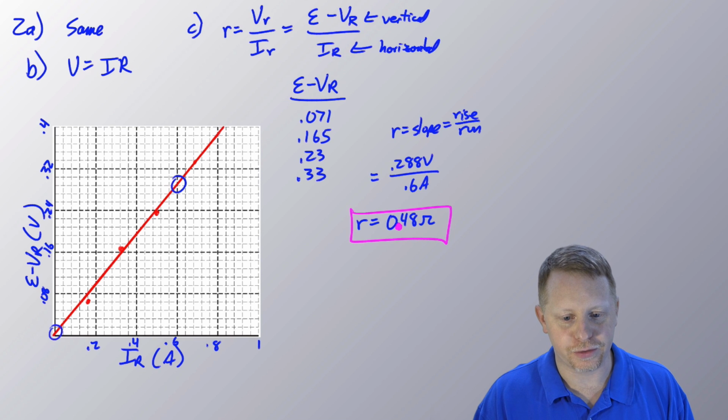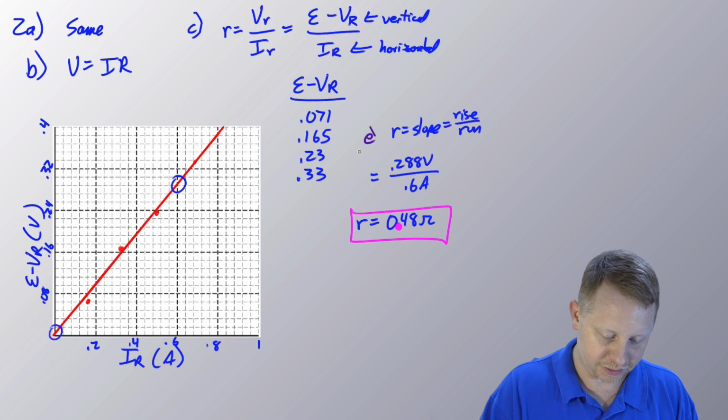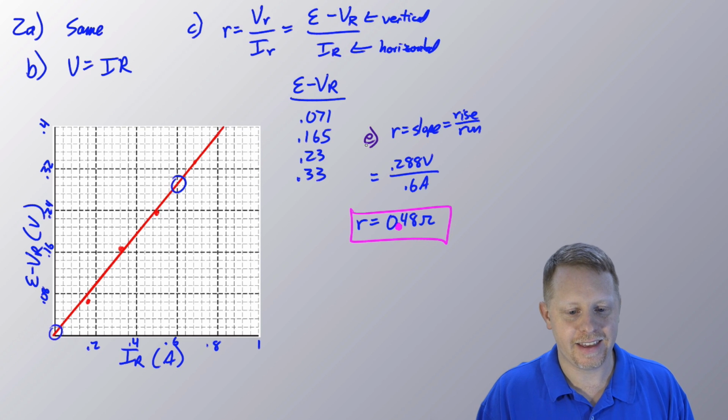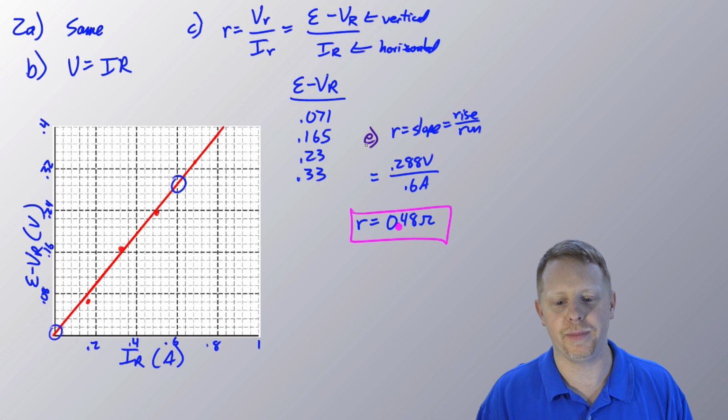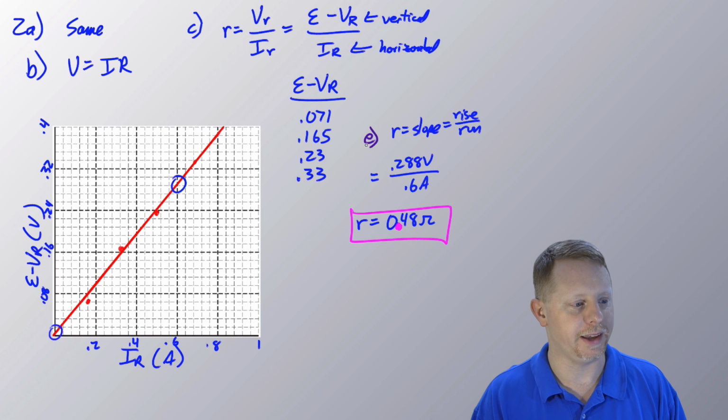All right, E, use your straight line to calculate the value of the resistance. Oh, pardon me, we just did part E. Let's call that E. And then F, the wire sample has a length of 3 meters and a radius of 1 times 10 to the minus 3 meters. Find the resistivity of the material from which the wire sample was made.